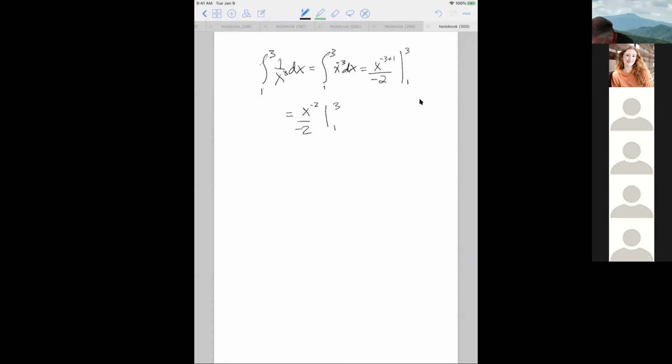Well, let me fix that. Let me simplify that a little bit more. I get 1 over, and it's a -1 because the negative is on the bottom with the 2. So now I've got 2x squared on the bottom.